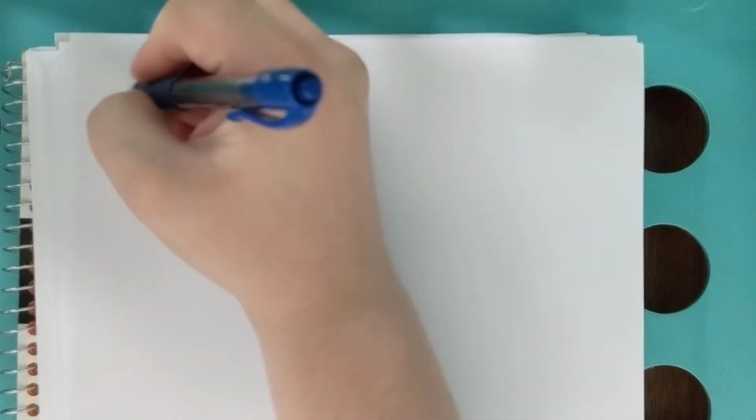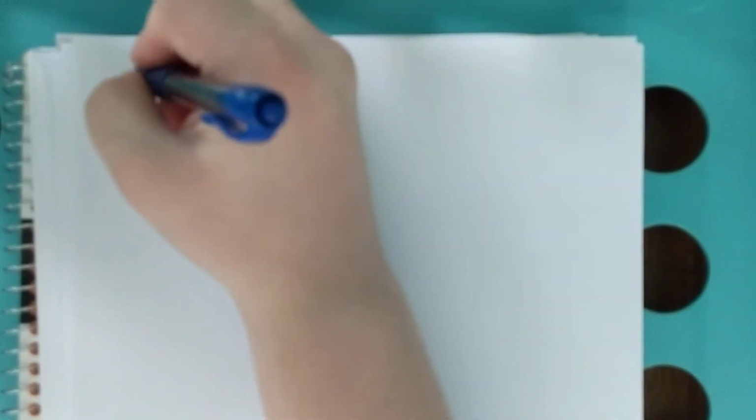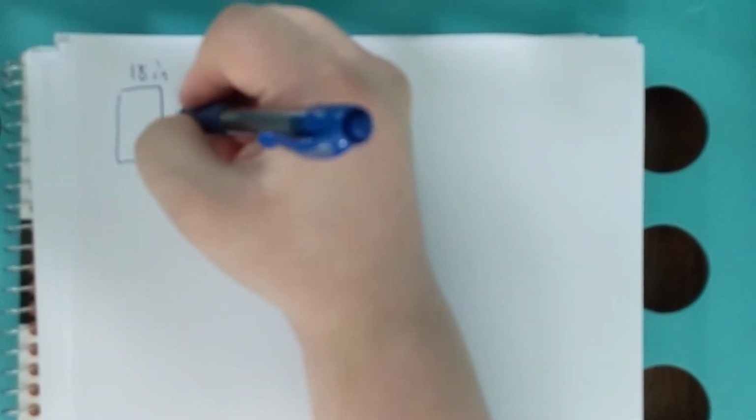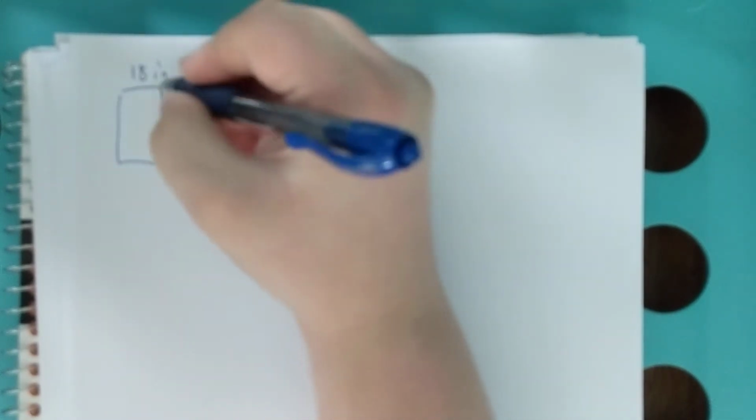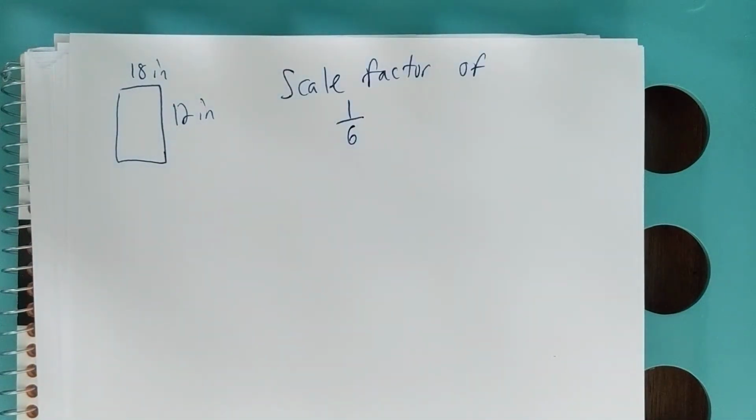I'm just going to make up an example of the same type. So let's say I have a poster that is 18 inches by 12 inches. What will the dimensions of the poster be if I scale it down by a scale factor of 1/6? So whenever it gives you a scale factor like that, what it wants you to do is multiply each side length by the factor.